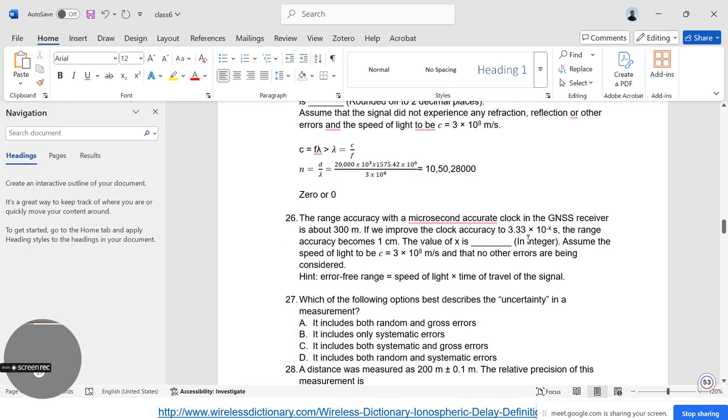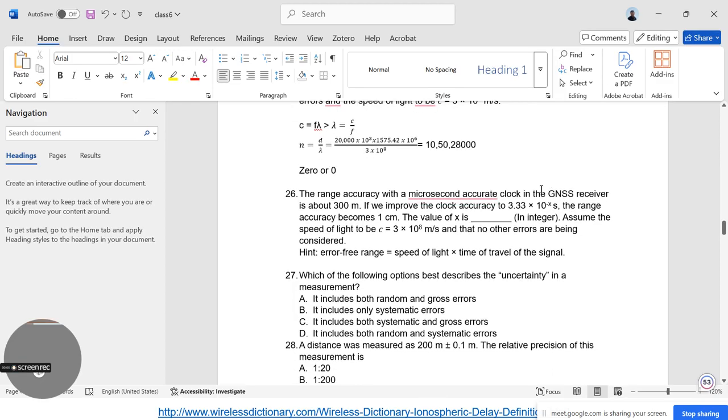The next question: range accuracy with a microsecond accurate clock in the GNSS receiver is about 300 meters. The accuracy of GPS is 300 meters because at the receiver clock we do not have very accurate timing information. It's just 10 to the power -3 or -4 precision only. Now if we improve the clock accuracy to 3.3 into 10 to the power -x, then the range accuracy becomes 1 centimeter. Find the value of x.